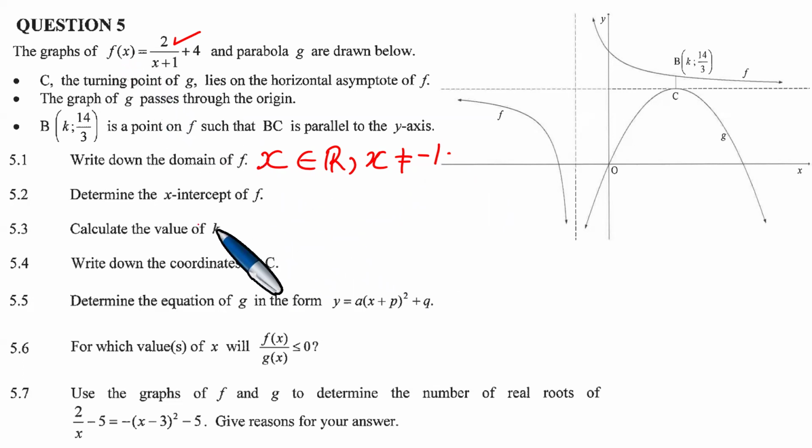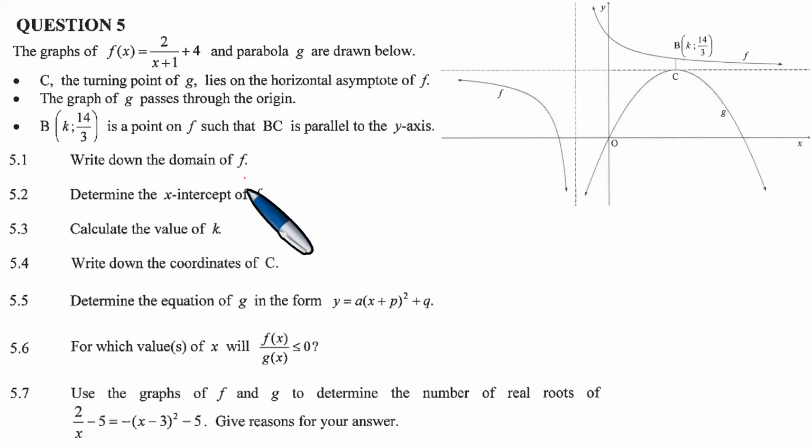Okay, so we have written down the domain of the function f, which is the set of all x values for which the function f itself is defined. It is therefore defined when x is an element of all real numbers except x equals -1. In other words, x is not equal to -1. Next question: we want to determine the x-intercept of f. Let us find the x-intercept of f.